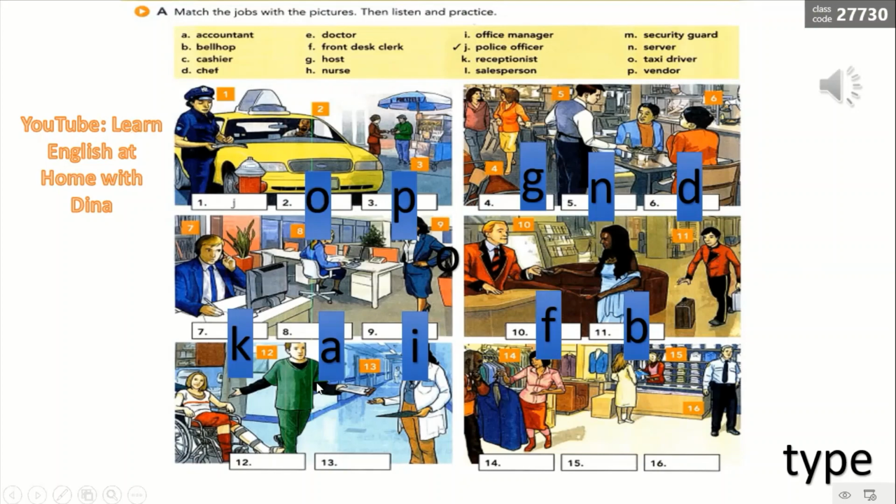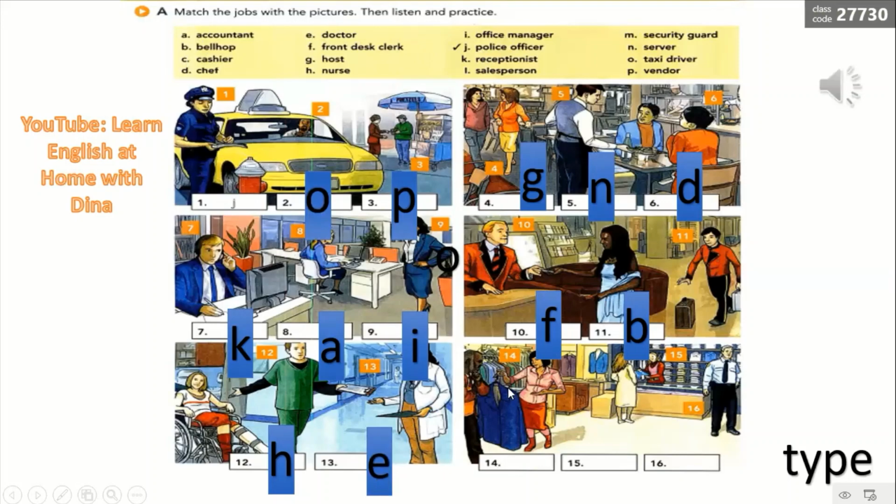Okay, then we have number 12. Number 12, of course, nurse, letter H. Nurse can be said to a man or a woman. Nurse, ممرض أو ممرضة. Then we have number 13. Of course, she's the doctor, which is letter E. Where is E? Yes, doctor.